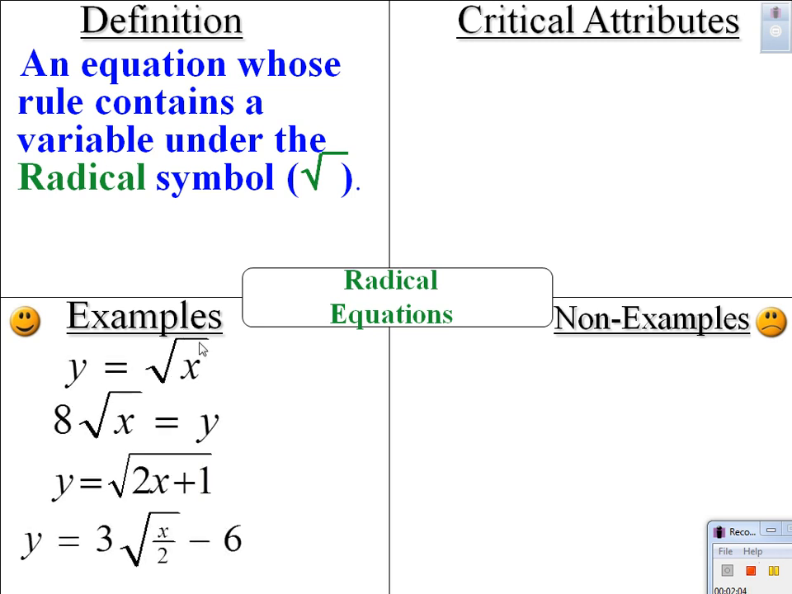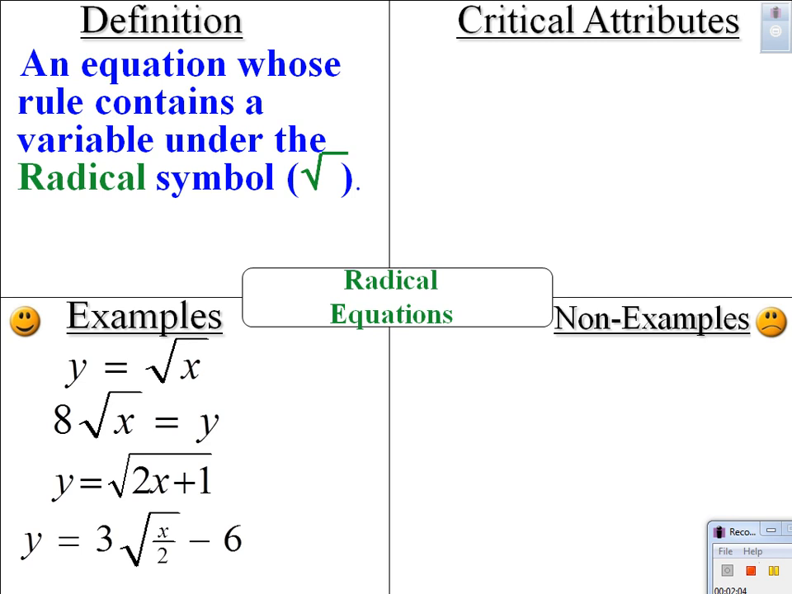Examples. y equals square root of x. 8 times square root of x equals y. y equals square root of 2x plus 1. And y equals 3 times square root of x over 2 minus 6. According to the definition, a radical equation has to be an equation. Do we have equations? Yes, they're all equations. What is the second thing? It contains a variable under the radical symbol. Let's look at the radical symbol here. Does it have a variable underneath? Yes. This one, yes. This one, yes. And this one, yes. So that's why those are radical equations.